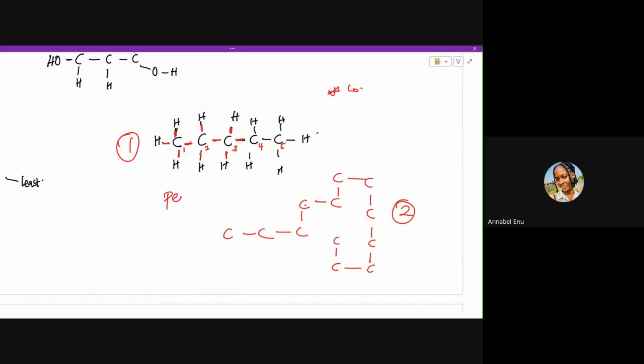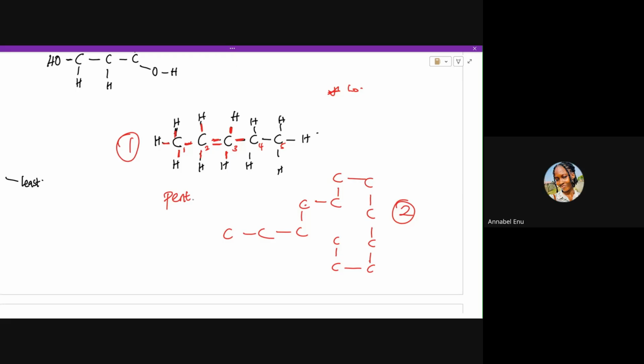Because it is 5 carbon, pent, and the functional group is telling us it is ane, because the functional group is single bonds, right? So assuming we have a double bond here, this will no longer be pentane, because the functional group has changed.